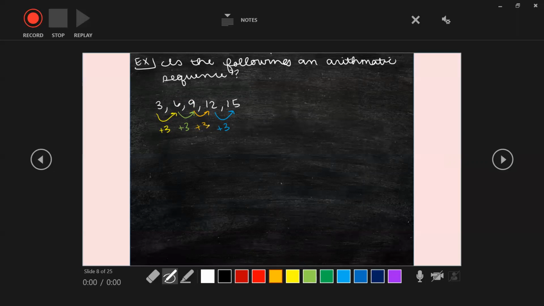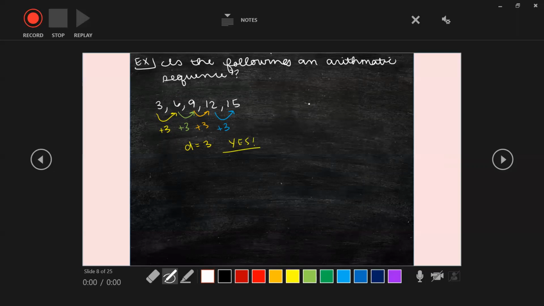So the question is, is the following an arithmetic sequence? I've got 3, 6, 9, 12, and 15, and I'm adding 3 each time. What was the definition of our arithmetic sequence? Anyone? Very good. So we're looking for the difference between consecutive terms being constant. Is this constant? Yes. So in this instance, my D is equal to 3. And so yes, it is an arithmetic sequence.